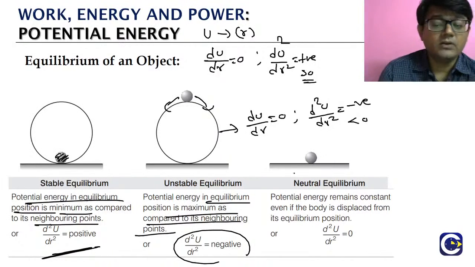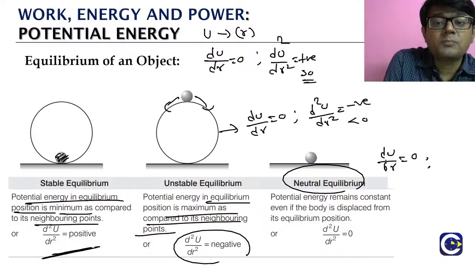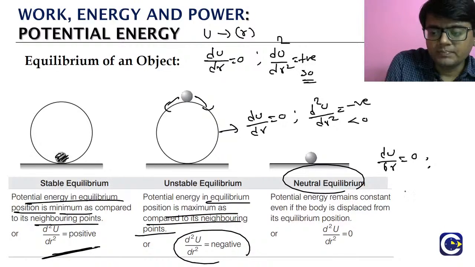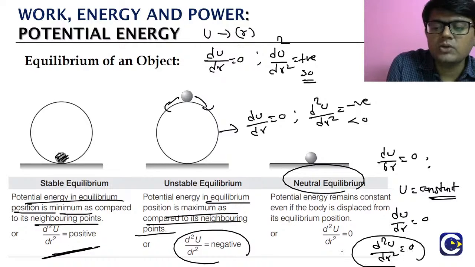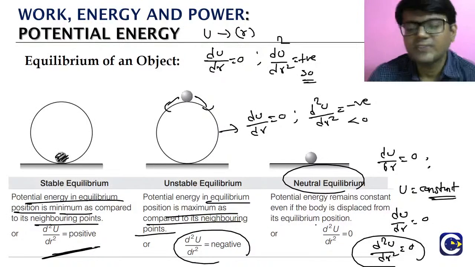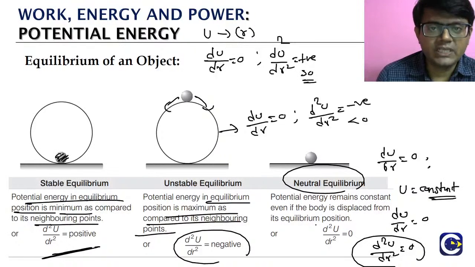Third, look at neutral equilibrium. In neutral equilibrium, we say du by dr is 0. Here the potential energy is a constant function. So du by dr is 0, right? Potential energy U is equal to a constant. If we take du by dr, it is 0. If we take the second derivative, that is also going to be 0. Here the function is a constant function, and the derivative of a constant function is 0.